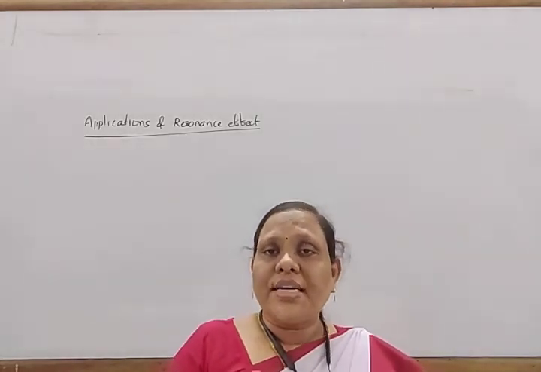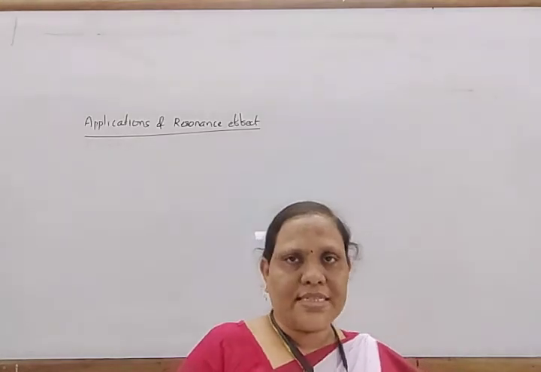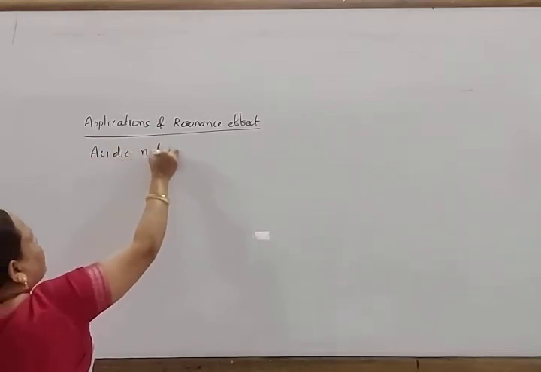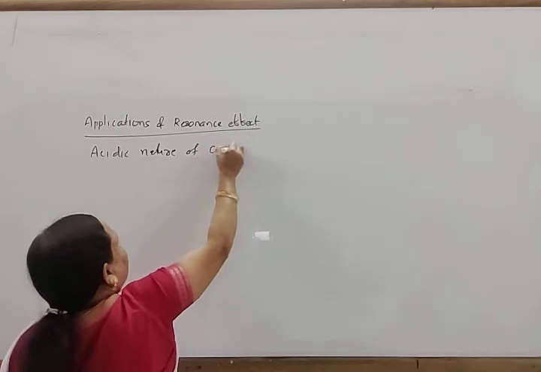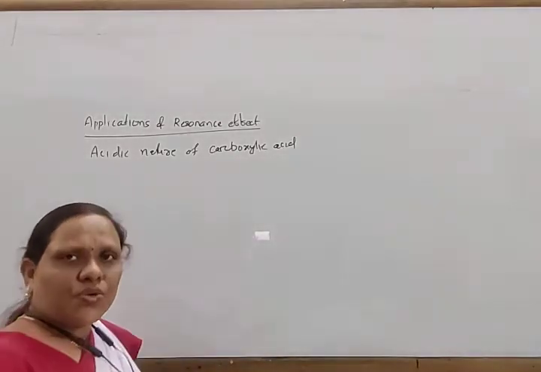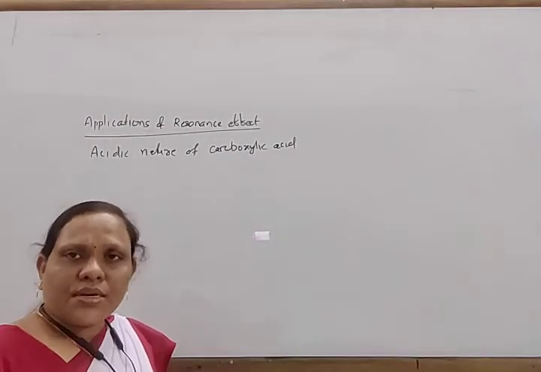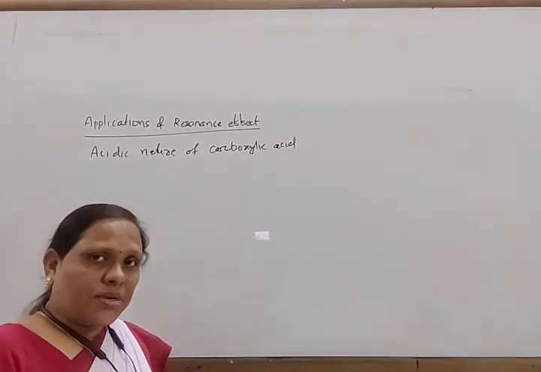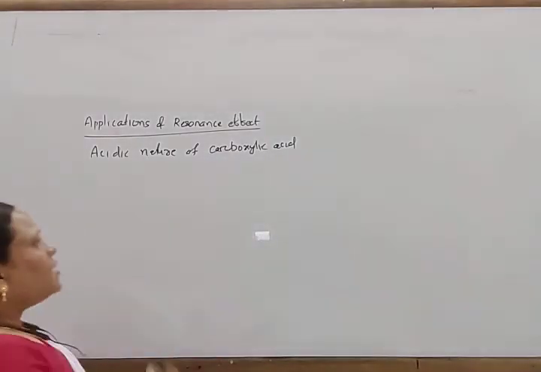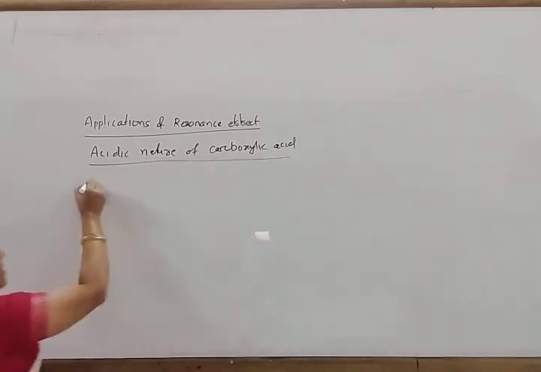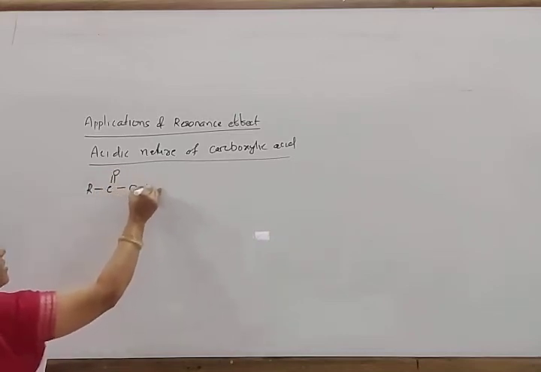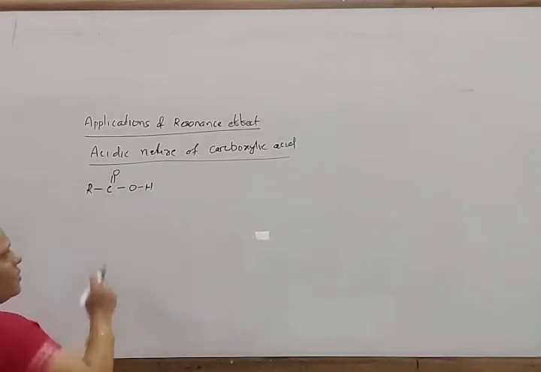Let us first discuss how resonance effect explains the acidic nature of carboxylic acids. So we know the presence of an electron withdrawing group increases the acidic character. Presence of an electron donating group decreases the acidic character. That is according to the inductive effect, as I said. But why is this carboxylic acid acidic? That can be explained on the basis of resonance effect. So the structure of carboxylic acid is R-C double bond O, OH. This is the structure of carboxylic acid, functional group RCOOH.